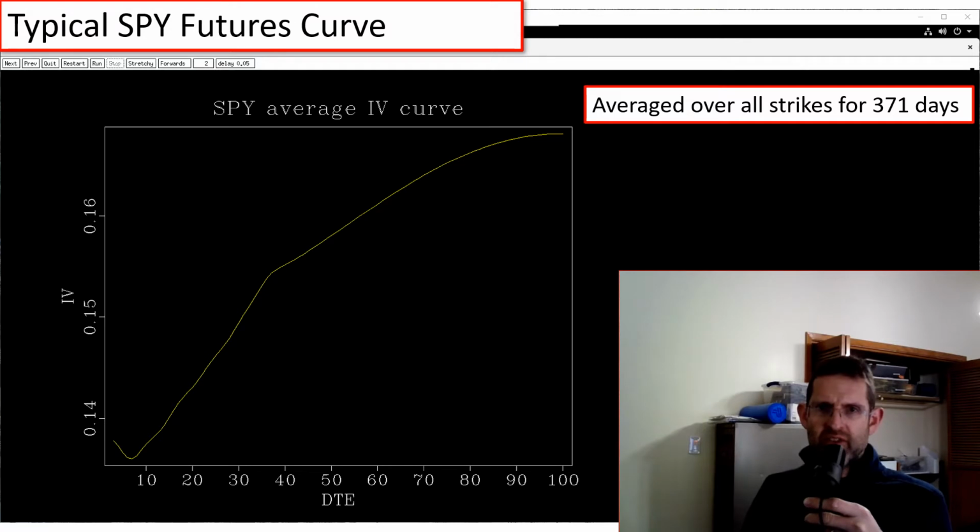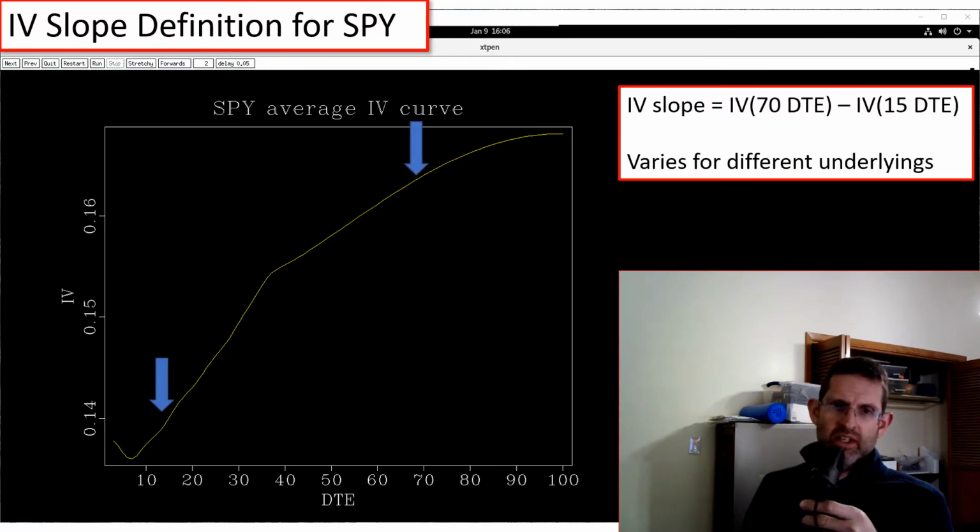To make the curve, I averaged historical option implied volatilities over all strikes for 371 days. This data was provided by ORATS. For the case of the SPY, I defined the IV slope as the difference between the IV at 70 days to expiration minus the IV at 15 days to expiration. You might choose those days differently for different underlying instruments. I'm not trying to do an accurate curve fit here. I'm just trying to get a bulk sense of the shape of the futures curve.